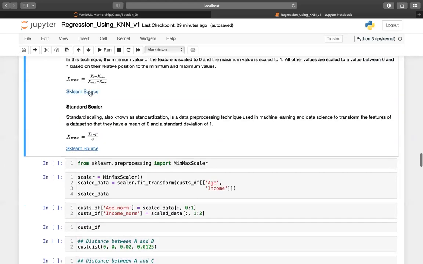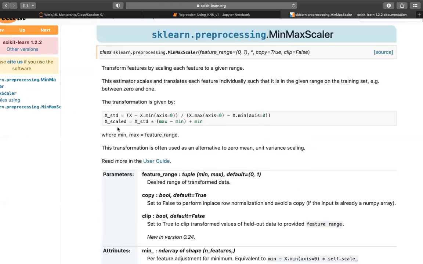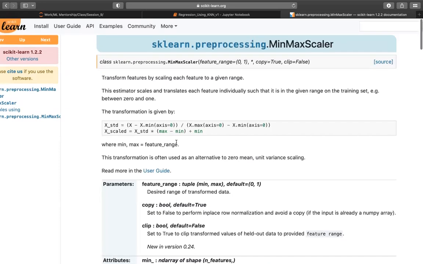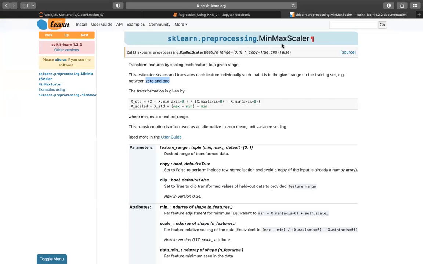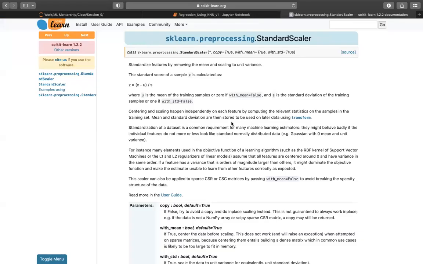If you look at the sklearn source for min max scaler, it says x minus x min, divided by x max minus x min, and that's how the value is calculated. It brings the data between 0 and 1. You just have to import this, instantiate it and apply it to the data. And the other one is standard scaler. Again, it basically says the value minus the mean divided by the standard deviation.